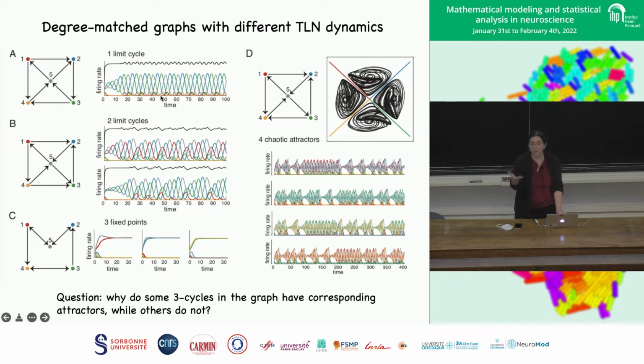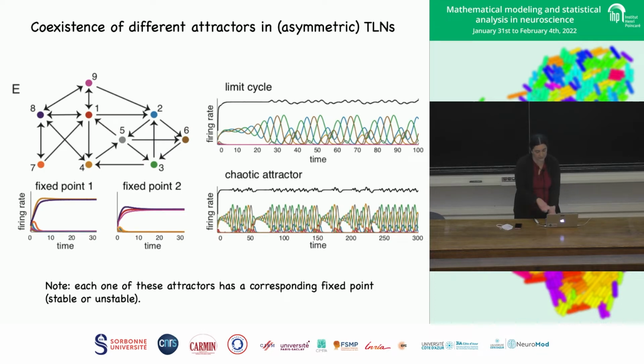The first one has a global attractor, a single limit cycle that always emerges no matter what the initial condition is, okay? And it corresponds to a 3 cycle in the graph, 2, 3, 5. And you can see that actually in the limit cycle, the activity follows the arrows of the graph. In the second case, we get 2 limit cycles. In the third case, we get 3 stable fixed points. In the fourth case, we get 4 chaotic attractors. So all of these are quite different. But of course, we've seen in the previous example that you can also have these different kinds of attractors coexist in the same network, okay?